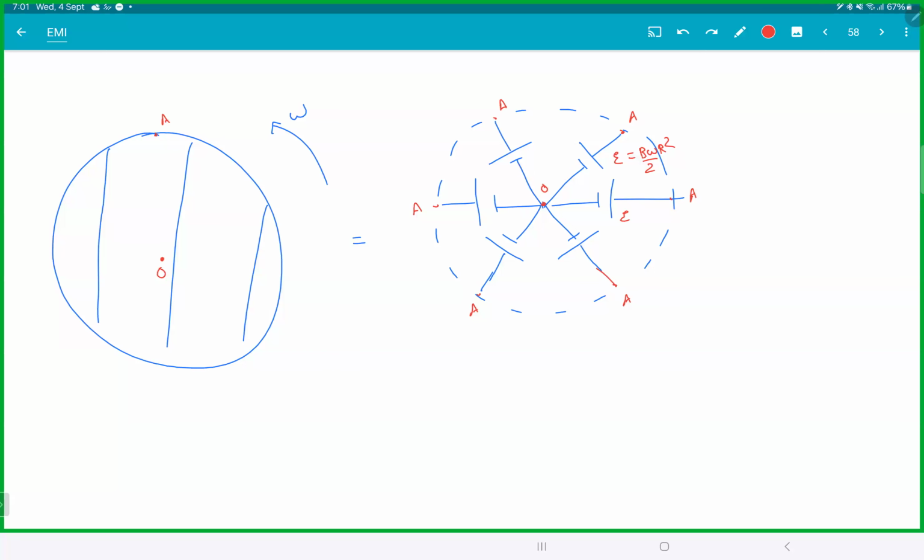Remember combination of batteries in parallel? If you have internal resistance, the number of batteries becomes important. If there is no internal resistance, you can keep a million batteries, it doesn't matter. Potential difference is constant.